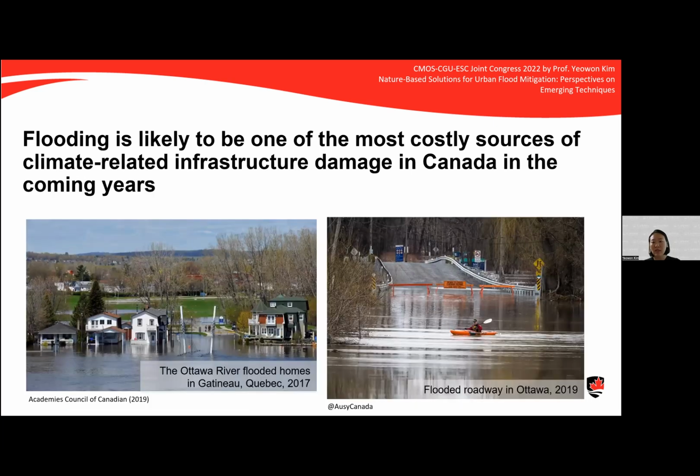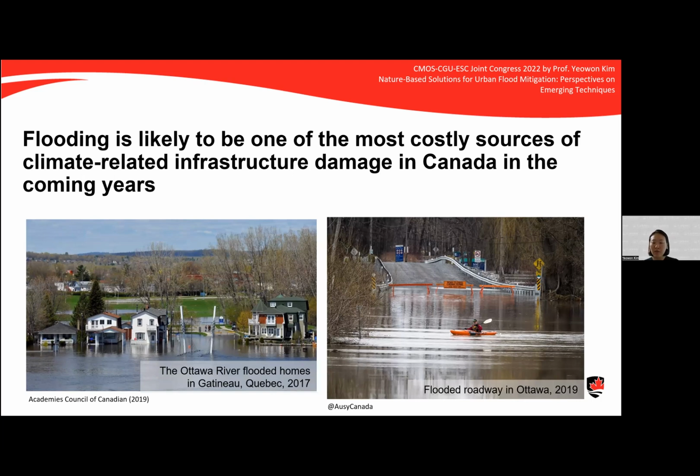And although each city faces a unique combination of climate change related challenges, flooding has become the most widespread and costly natural disaster across Canada, and it is likely to be one of the most impactful weather events that will cause climate related infrastructure damages in Canada in the coming years.